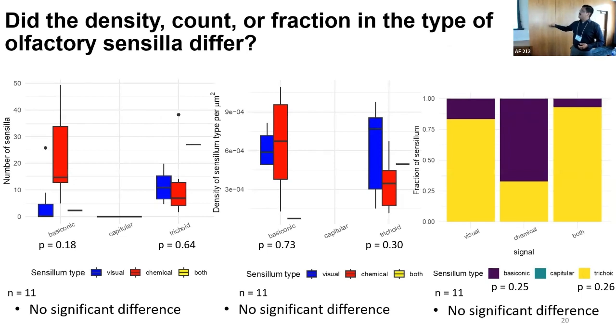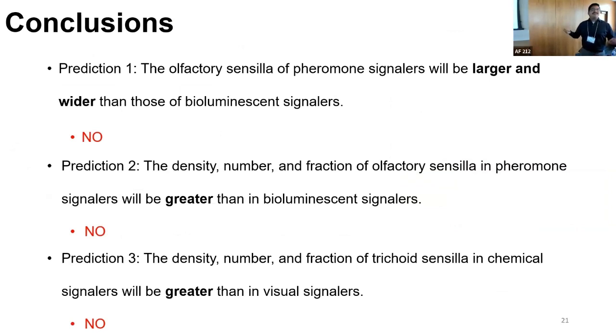What we were able to find was that there was no significant difference in the number of basiconic and trichoid sensilla in our visual and chemical signalers. There was also no significant difference in the density of the basiconic and trichoid sensilla, and there was also no significant difference in the fraction of basiconic and trichoid sensilla. So our three predictions were wrong.